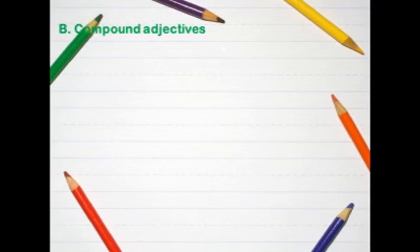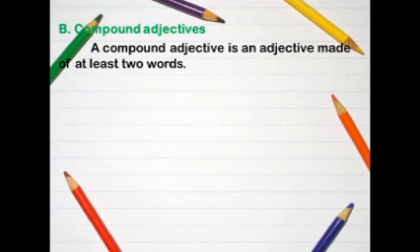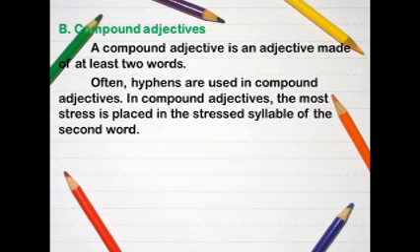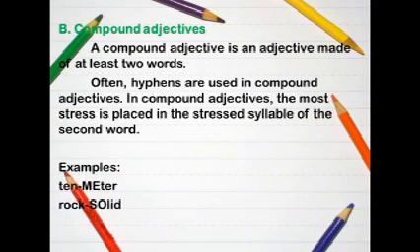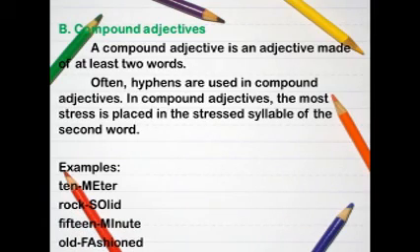Compound adjectives. A compound adjective is an adjective made of at least two words. Often, hyphens are used in compound adjectives. In compound adjectives, the most stress is placed on the stressed syllable of the second word. Here are the examples. 10-meter, rock-solid, 15-minute, old-fashioned.